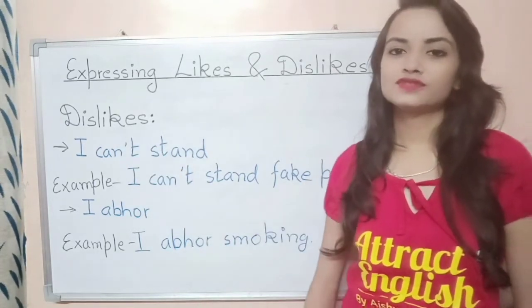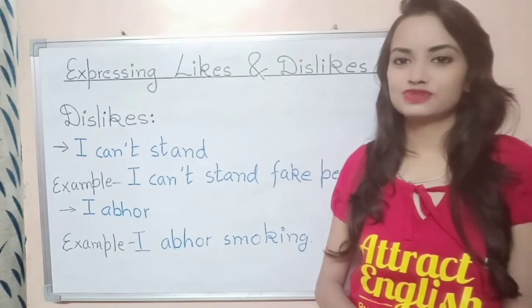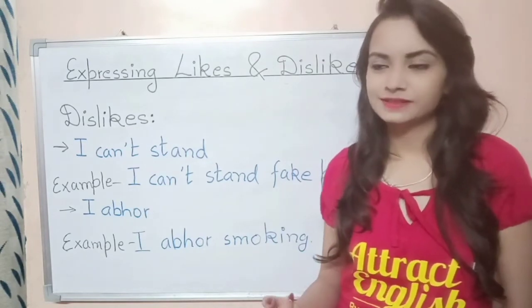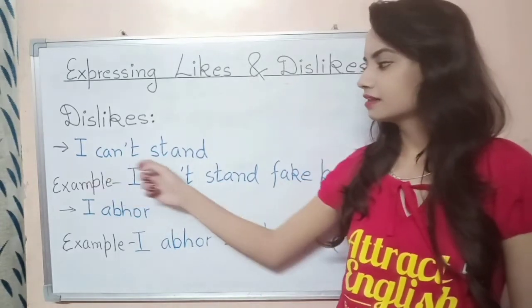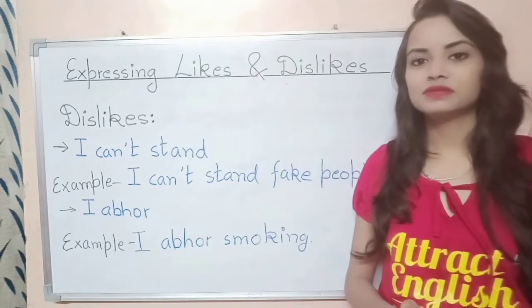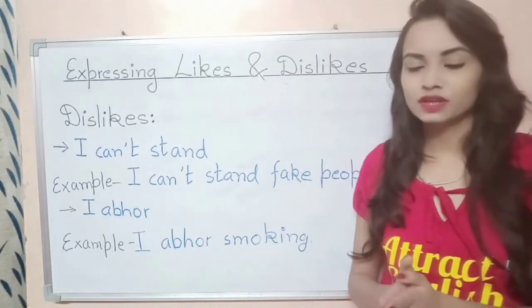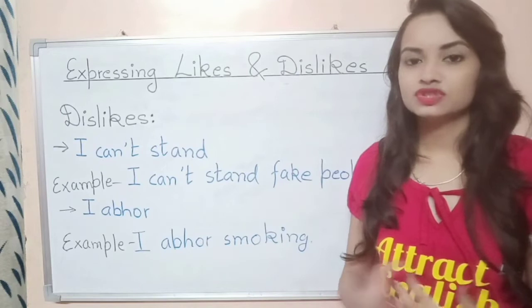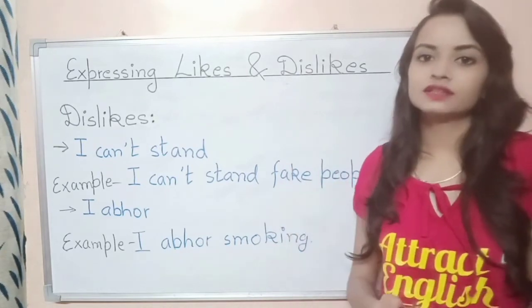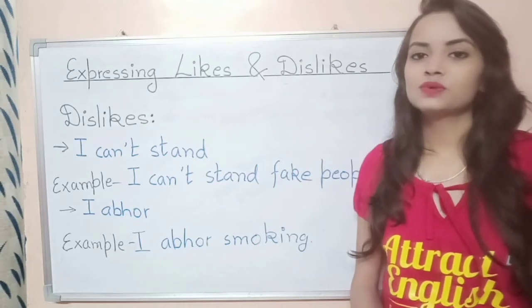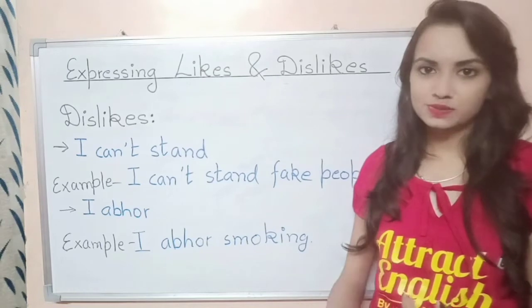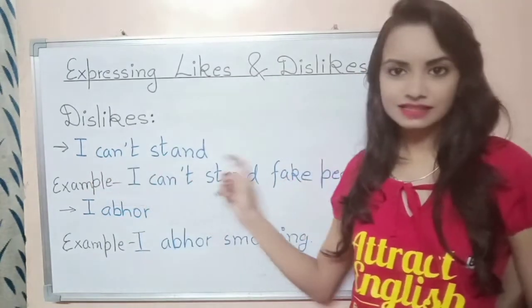Till now we have talked about likes. Now we are going to see how you can express dislikes in different ways. First is I can't stand. When you say that you can't stand something, it means you cannot bear it. You cannot tolerate it. You just can't take it. Okay, so this is the level of hatred that you have for something, that you cannot tolerate it. This is the feeling which can be expressed by using I can't stand.